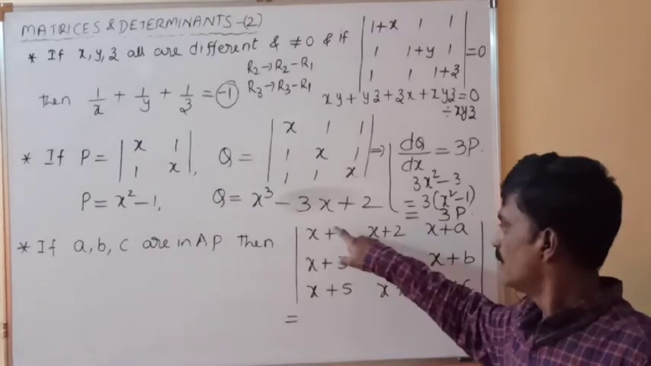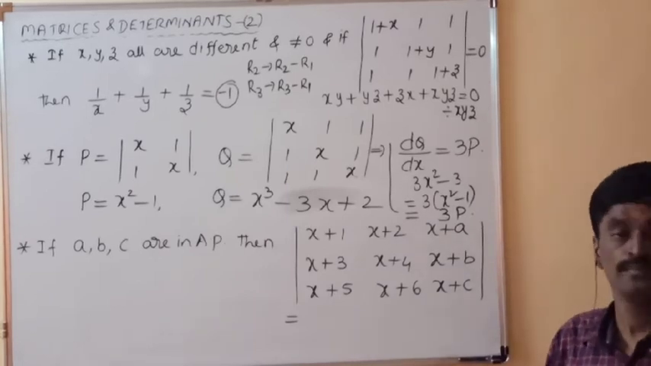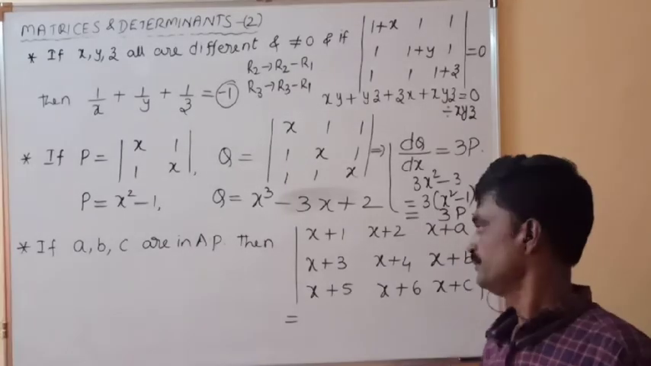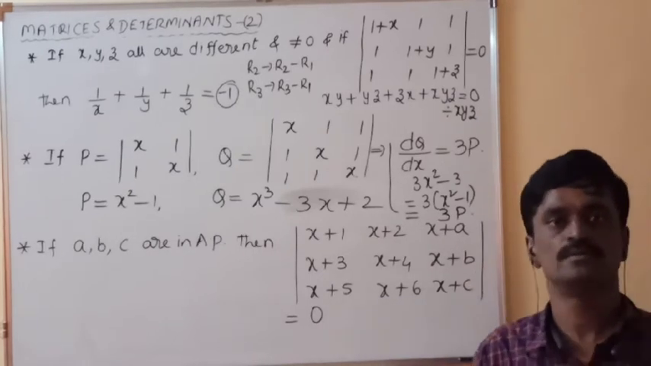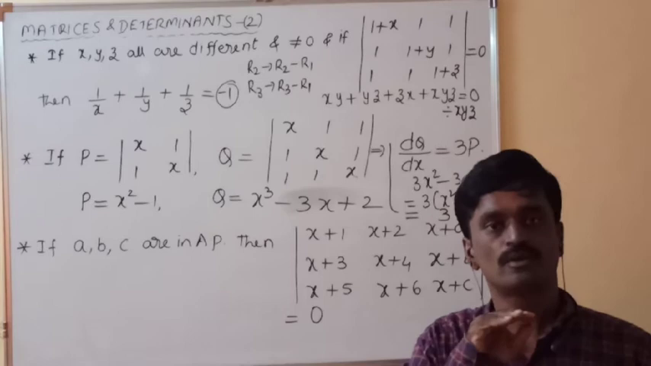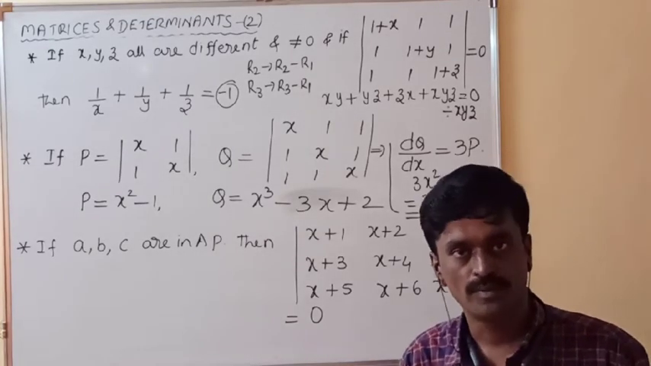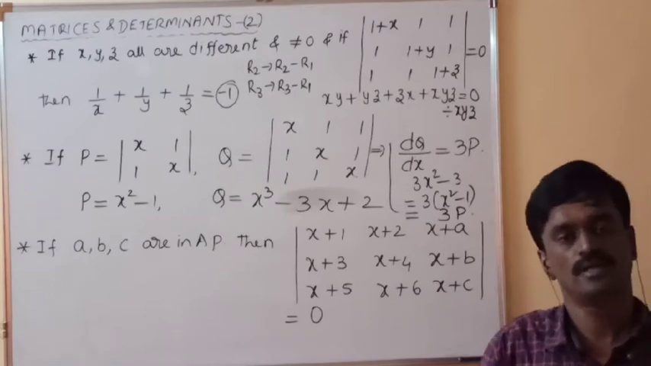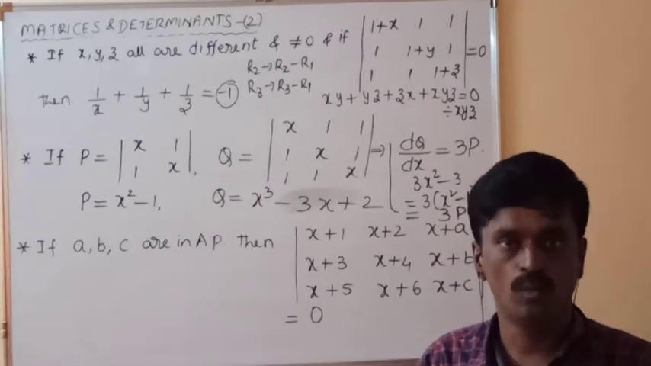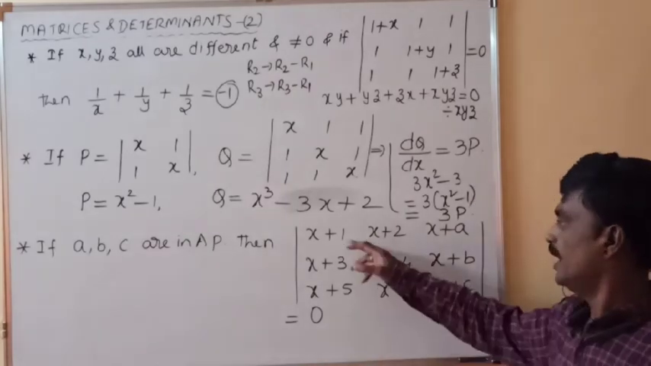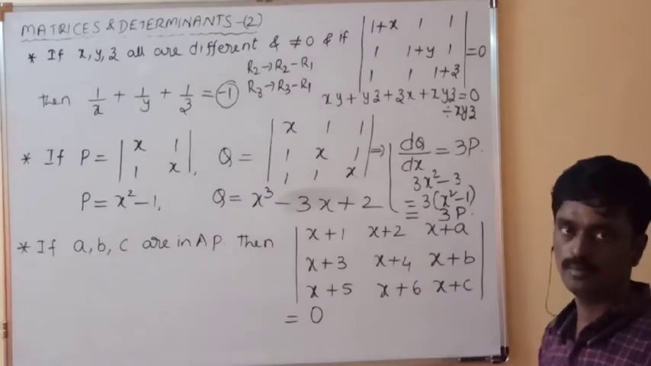So here, the elements in the first column are in AP, the elements in the second column are also in AP, the elements in the third column are also in AP, then the value of this determinant is 0. Suppose the elements of the first row are in AP, the second row are also in AP, and the third row are also in AP, then the value of the determinant is 0.